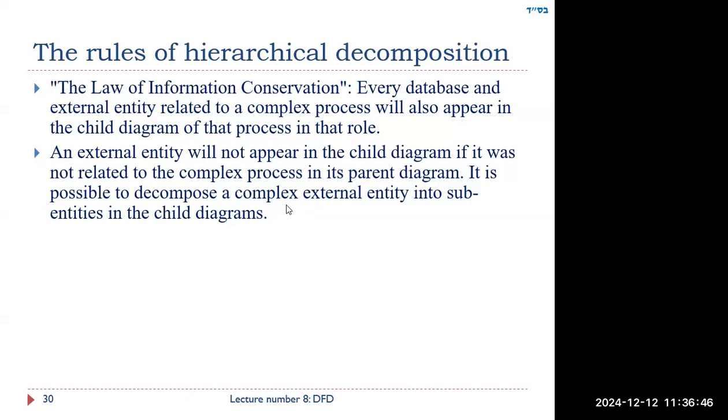It is possible to decompose a complex external entity into sub-entities in the child diagram. So an external entity could be complex. It could be, for example, a user, and there could be a user who's a member, a user who's a one-time user, a user who's a VIP user, but I could just write user, and then I can explain the different kinds.